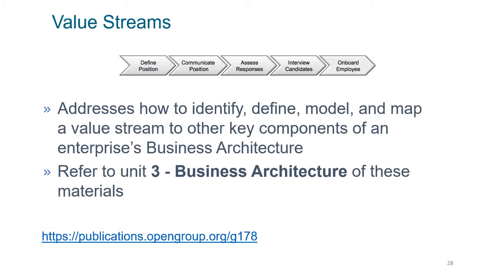Value stream, as I mentioned, is an interconnected set of activities supported by your business capabilities. So as an example, how to identify, define, model, and map your value stream to different components of your architecture. So that's an example. Again, the document with the link.